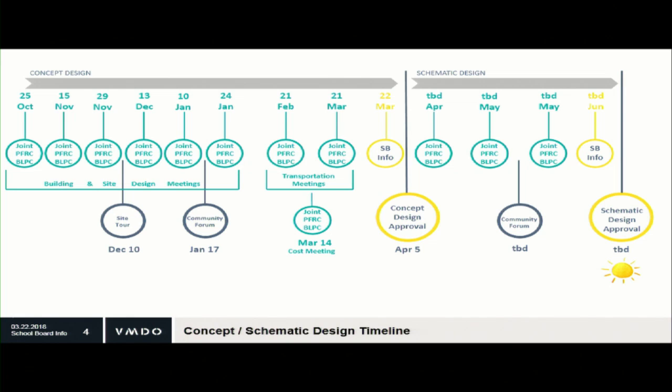We've had a number of other types of meetings, including a site tour in December and a community forum in January. At the end of January, we took a consensus poll and ranking exercise around the six design options that were developed. We had a break there where we kept going on the transportation study components.